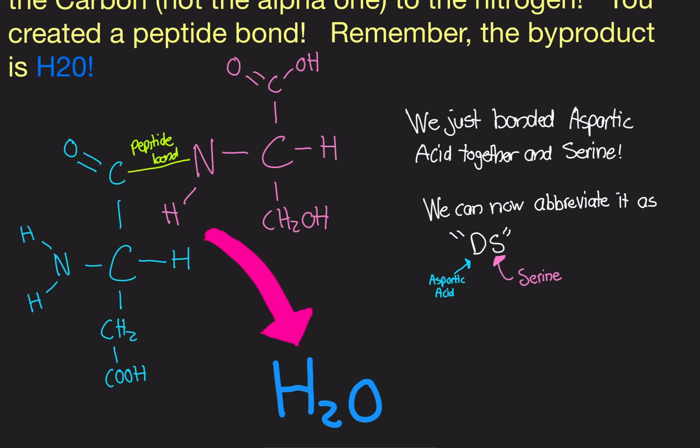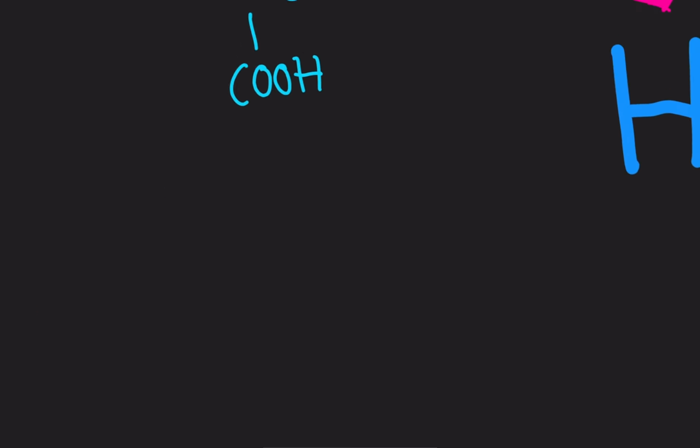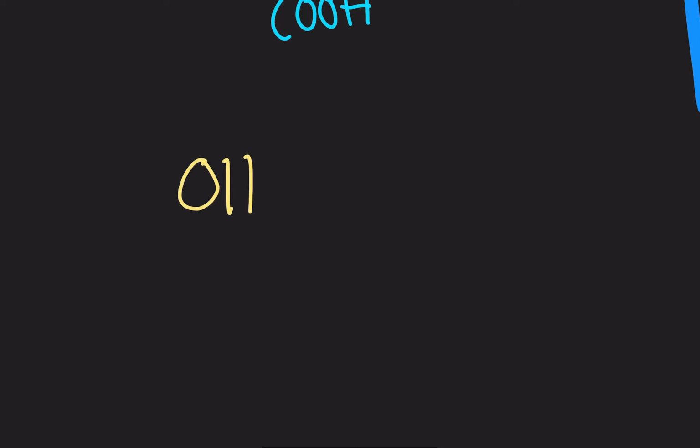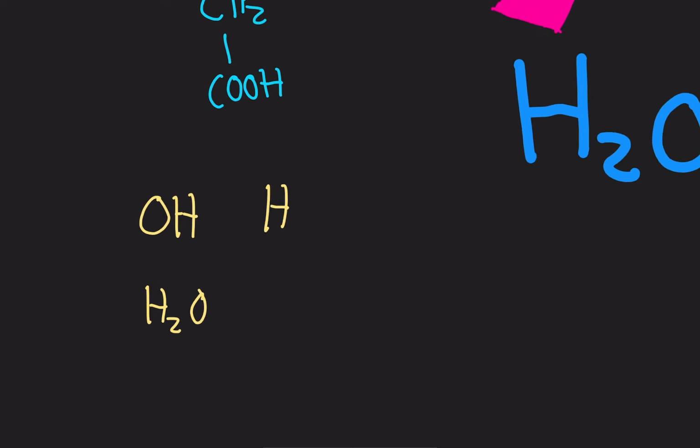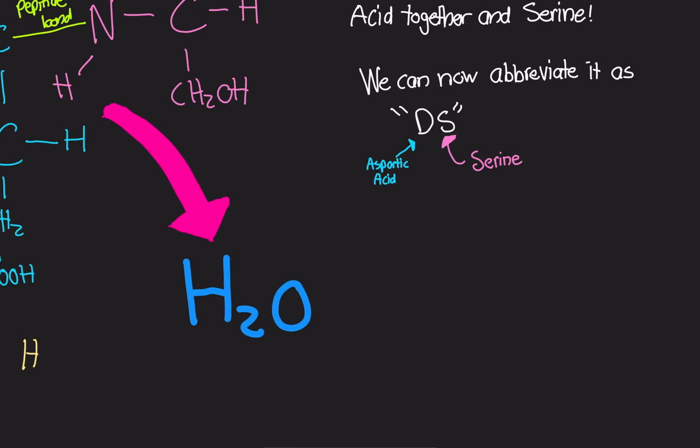Now, what you just erased doesn't just go bye-bye. Still a recap here, we erased the hydroxyl group and hydrogen. That's what we erased. Notice something interesting about this? You got two hydrogens and an oxygen. H2O. That's water. We literally eliminated water. So that's the byproduct. When we bind amino acids together, we create water.